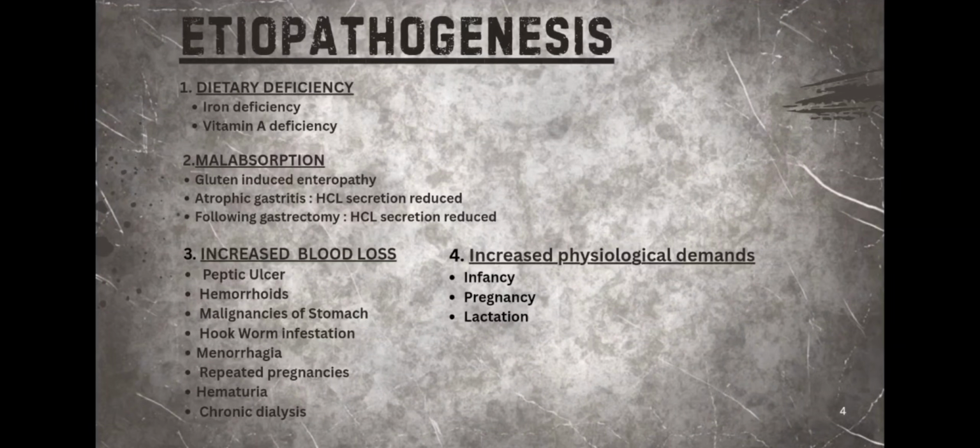Etiopathogenesis. Mostly it is caused by dietary deficiency, since iron and vitamin A are both required for RBC production and hemoglobin production. Another cause is malabsorption: gluten-induced enteropathy, atrophic gastritis, and gastrectomy, which is because HCl secretion is reduced.